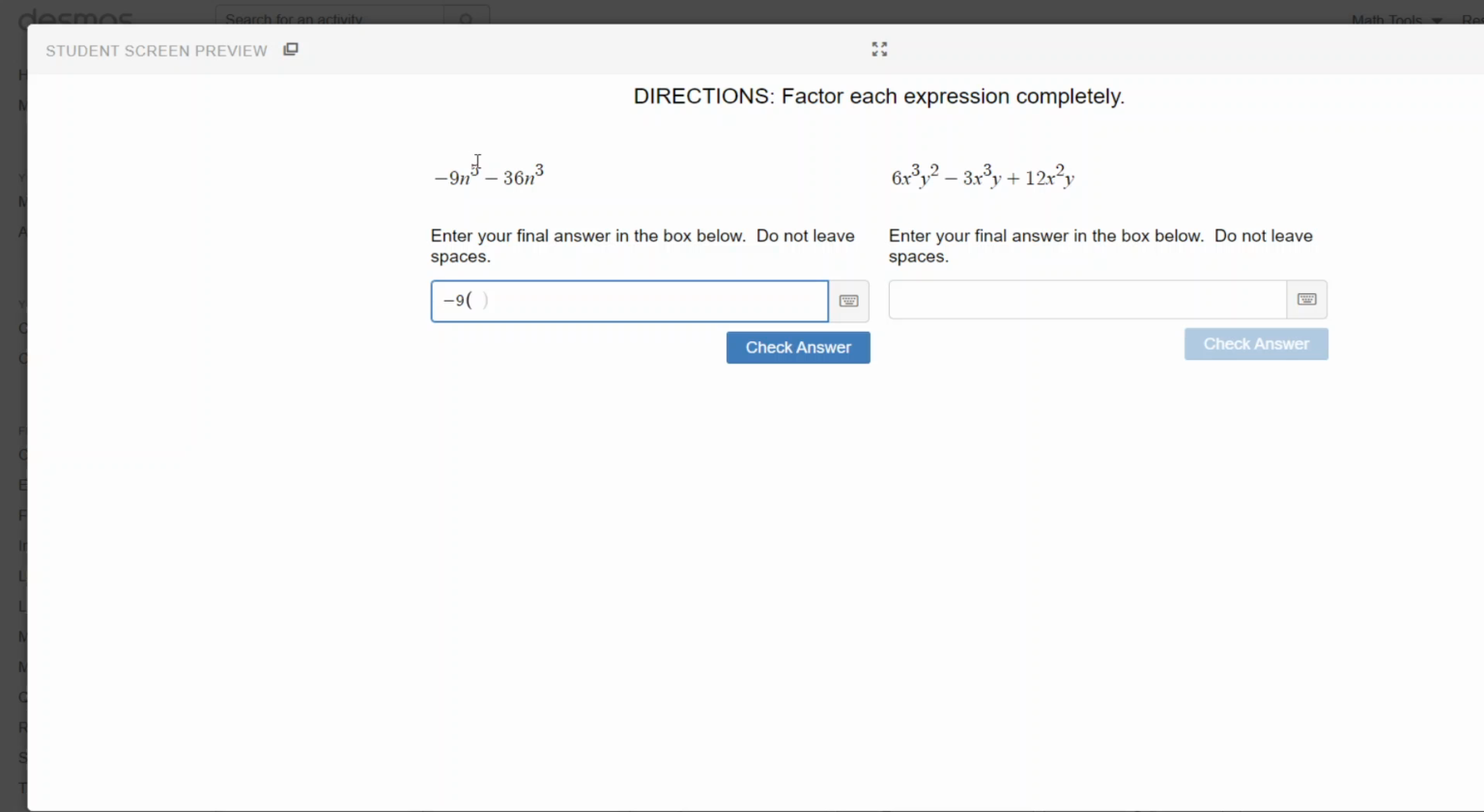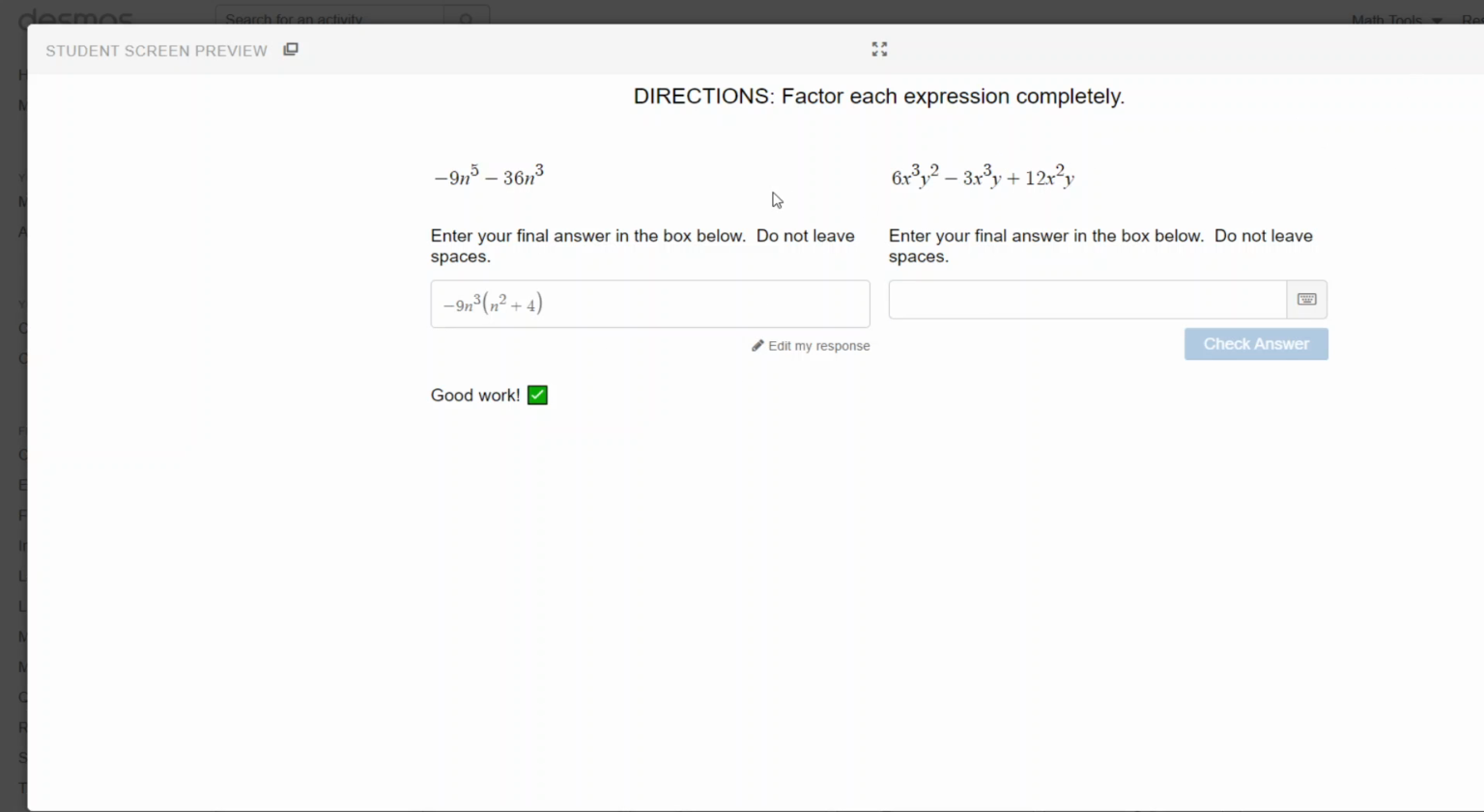And then we've got to look for the lowest power here. So I see a power 5, and I see a power of 3 here. So the smaller power is the power of 3. And then you divide this by this. So negative 9 divided by negative 9 is 1. N to the 5 divided by n cubed. Subtract those exponents. 5 take away 3 is 2. For this one, negative 36 divided by negative 9 is positive 4. And n cubed and n cubed, as they're the same, that will cancel out. And that should be good for this question.